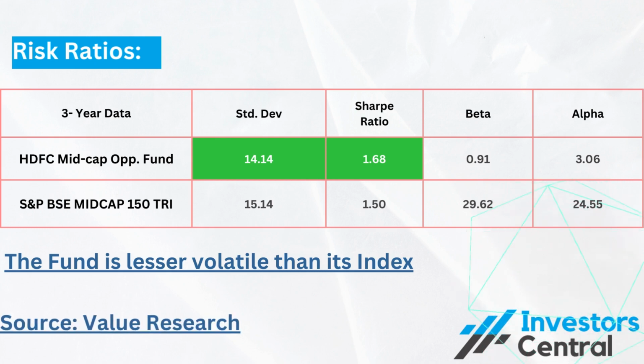So the Sharpe ratio tells us the risk adjusted return. How much return we are making for the risk taken. So for the risk taken, the fund is successfully able to provide more returns than its index. And the beta of this fund is also lower at 0.91, also maintaining a good alpha. Thus, these are the complete details of this fund, and let us check out the key highlights of the fund.